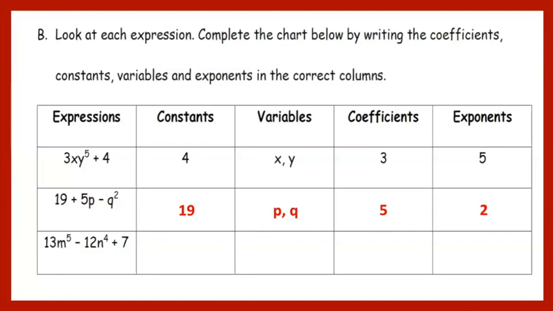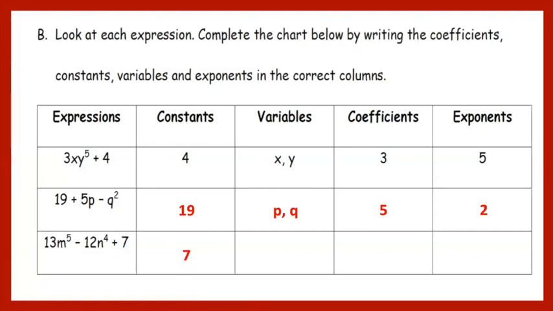Our third expression says 13m to the fifth power minus 12m to the fourth power plus 7. So I'm going to give you a minute to look at it, and then you can go through and put in your answers or just jot down your answers. Okay, now we're ready. Let's move to the constant. What is the constant? We know that the constant is the number that stands by itself.